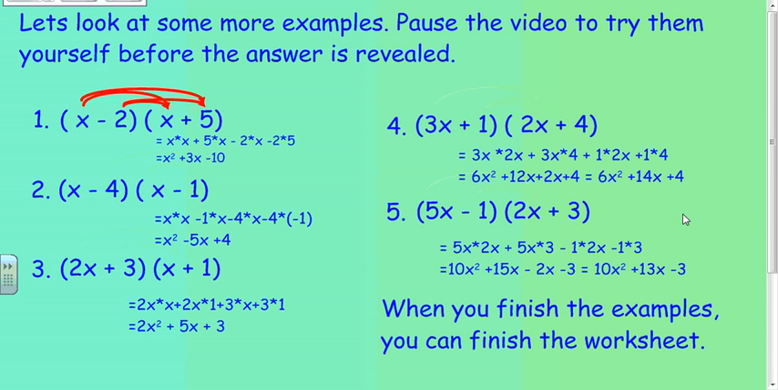So our result, when we put our terms together, is 10x squared, because 5 times 2 is 10, and x times x is x squared. 5x times 3 is 15x. Negative 1 times 2x is minus 2x, and negative 1 times 3 is minus 3. When we put the middle two terms together, we get 10x squared plus 13x minus 3. Now you're finished with the examples, and you can go and finish the worksheet.